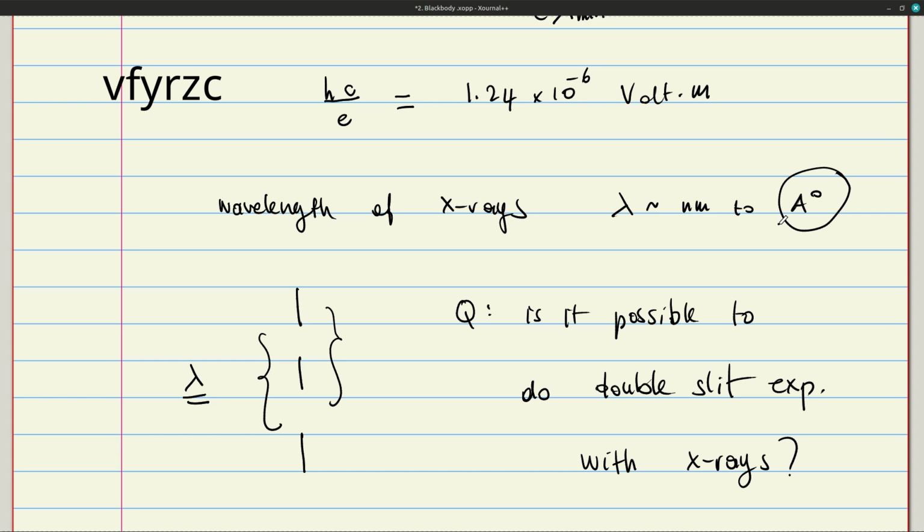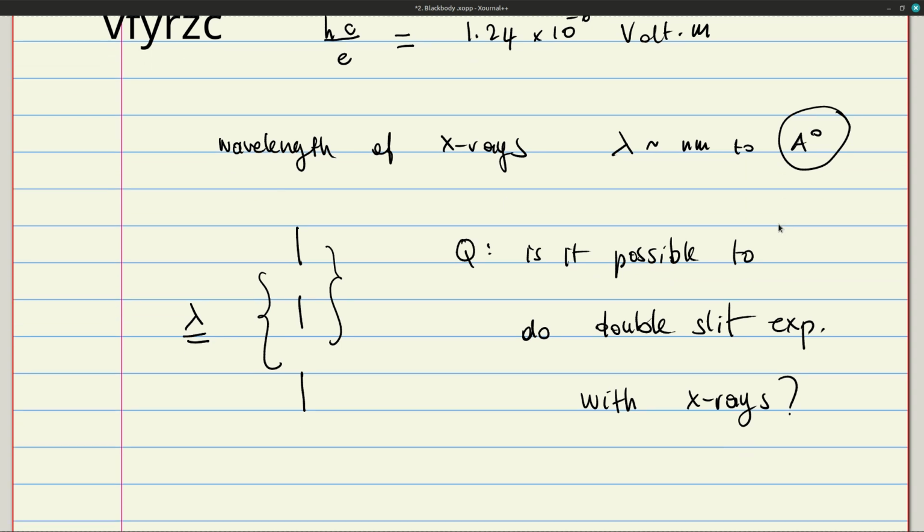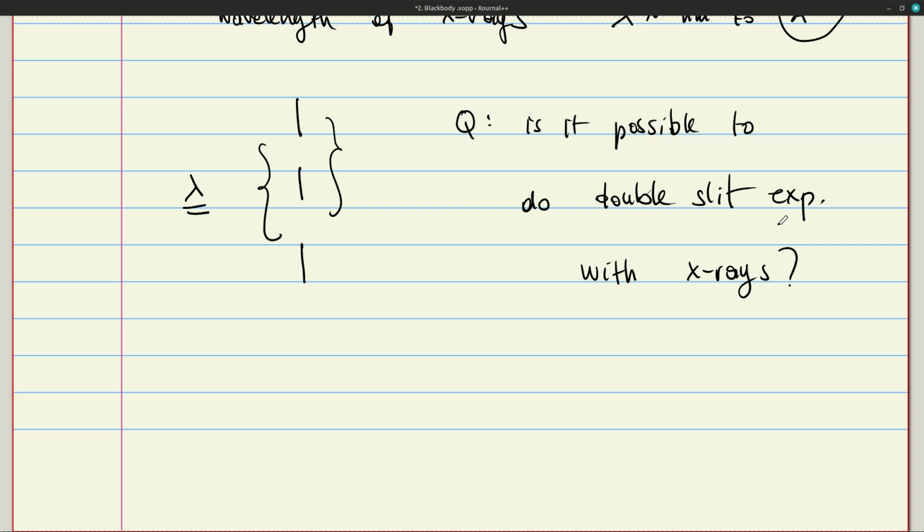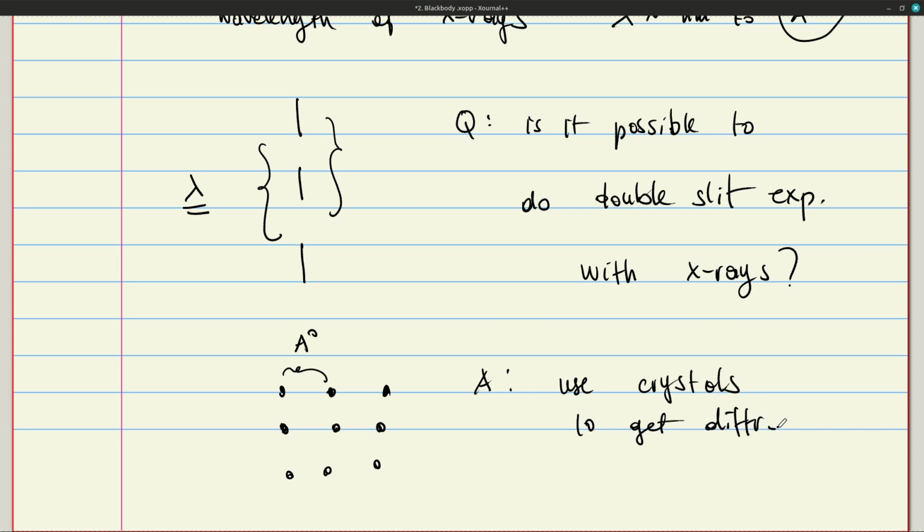There's something called X-ray diffraction. But X-ray diffraction is not done with a double slit, right? That's where we are trying to get to. Maybe I'll give you the answer. The answer is you cannot do a double slit, but you can do X-ray diffraction. Why? Because in materials there is this nice crystal structure, and the separation between atoms is on the order of atomic size, which is angstrom, right? The idea is to use crystals to get diffraction. Does that make sense? Right? Okay.